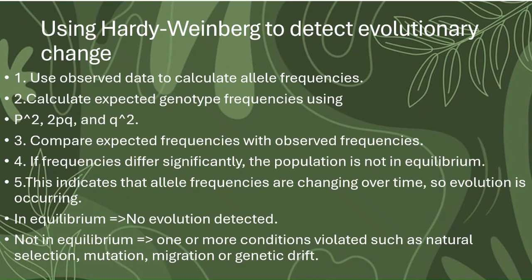So using the Hardy-Weinberg to detect evolutionary change, step one is use the observed data to calculate the allele frequencies. Calculate the expected genotype frequencies using the equation. So you just calculate the different values that you need: p squared, 2pq, q squared, whatever you need depending on the question. And then compare the expected frequencies with the observed frequencies. And if frequencies differ significantly, the population is not in equilibrium. And this indicates that allele frequencies are changing over time, so evolution is occurring.